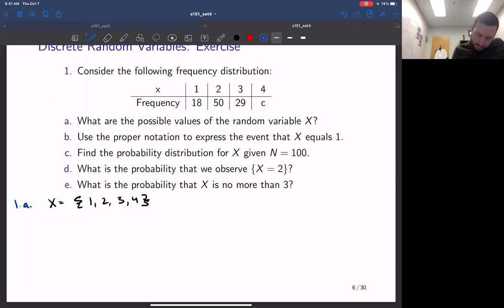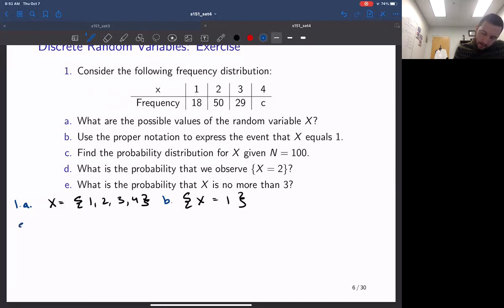In part B, it says, use proper notation to express the event that x equals 1. Event notation would just be x equals 1. That's all that's looking for. So when we're asked for event notation, this is what we're being asked for.